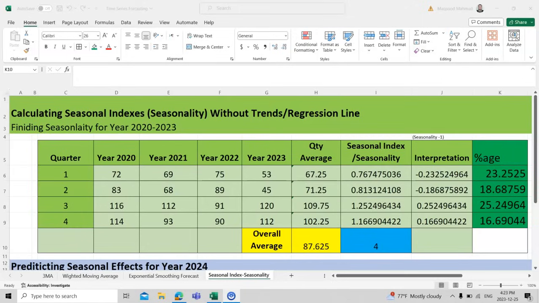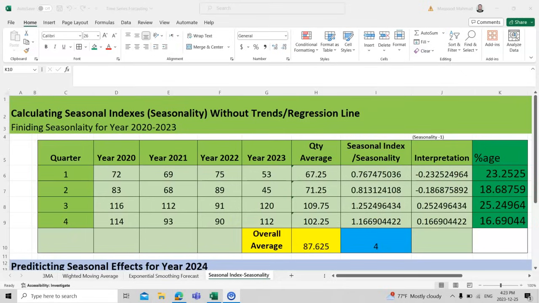If we are doing it with the trend, it means we need to apply the regression line, and then from the regression line we need to pick the points and then apply the seasonality. So that is one extra step. We will do it without trends or without the regression line. Let's suppose we have 4 years of data, starting from 2020 to 2023.